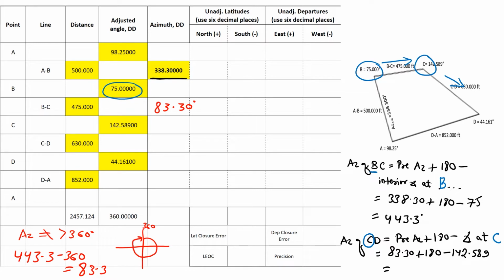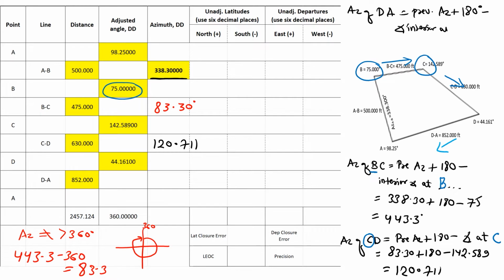That will give you 120.711. So what is the azimuth of the line DA? So azimuth of DA, which is going to be this line, and again use the same equation: previous azimuth plus 180 degrees minus the interior angle at. So we're trying to find the azimuth of DA.